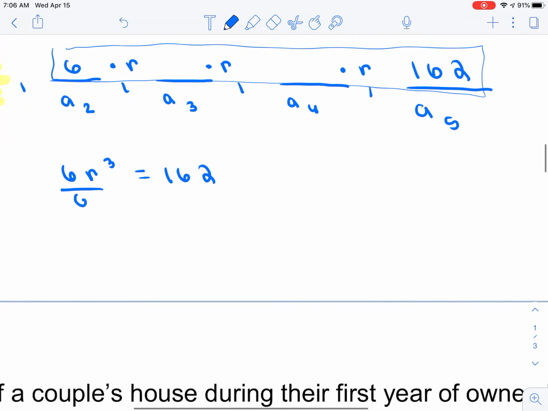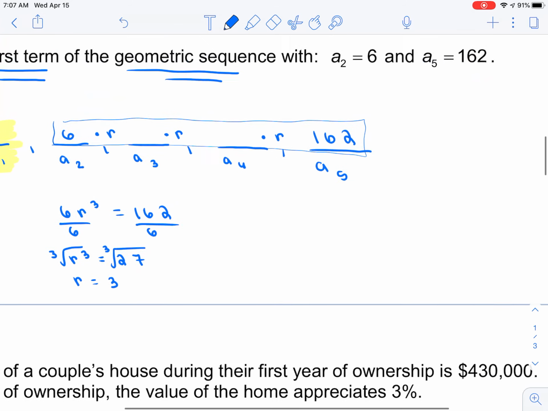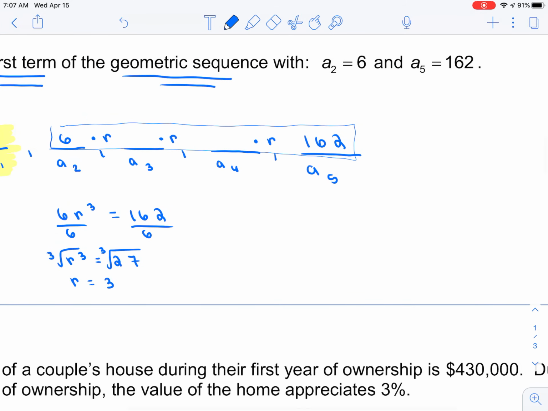Now, when you solve this, just divide by 6. You're going to have flashbacks of what we did last unit, because this is what we were doing there. So let's see, this is going to be 27, and then that would give me 162/6 equals 27. And then we could take the cube root of this, and you're going to get an r value equal to 3. That means that to get from a sub 2 to a sub 3, we would multiply by 3. That would give me 18. And then if I multiply by 3 again, you'll see that that would get you to each term.